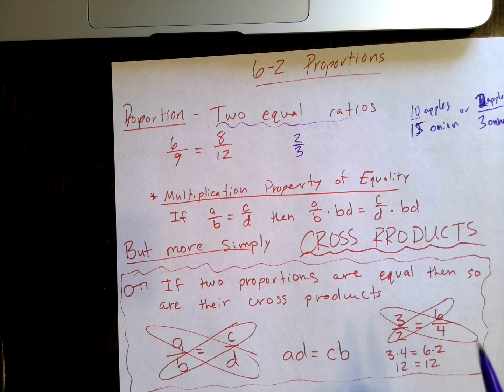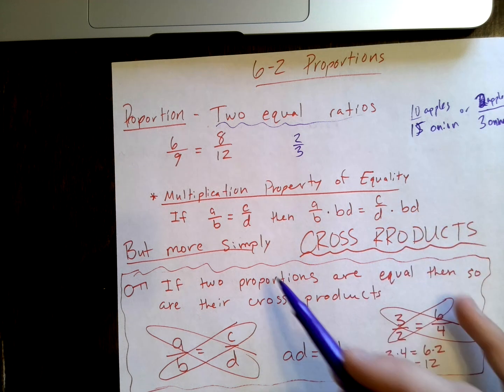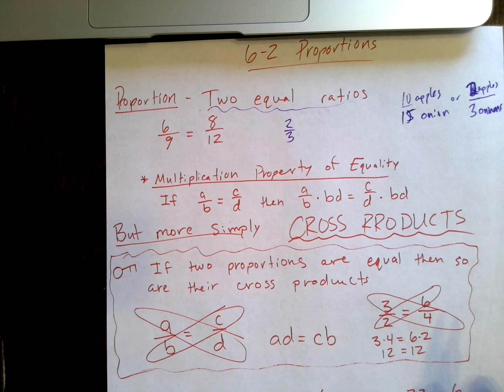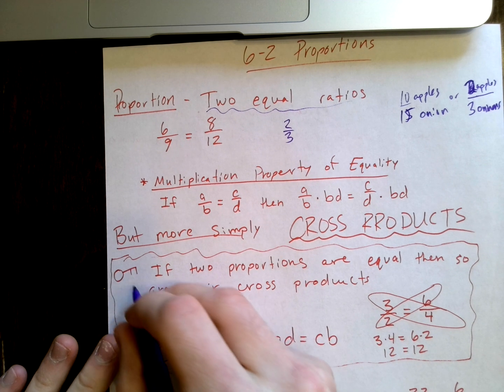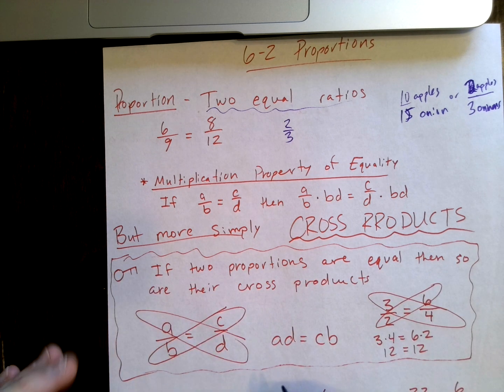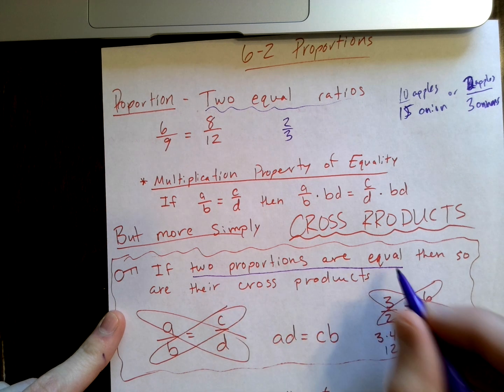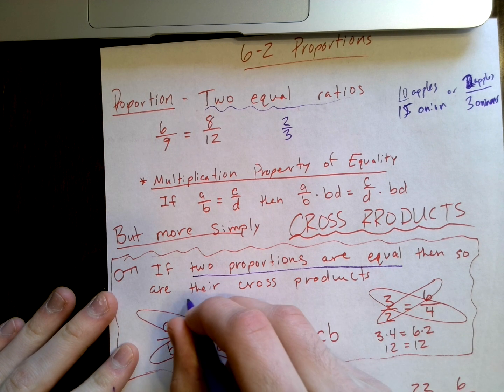And you might be thinking, why is this important? That doesn't make any sense. But basically what this means is it allows us to do something called cross products. This is something you've maybe heard of called cross multiplying. Sometimes you'll get this confused with when you're supposed to be multiplying and dividing fractions, but you really only do this when proportions are equal. So here's our key right here. If you're going to put one thing in your notes today, this is what I want you to put in your notes. Our key is if two proportions are equal, then so are their cross products.